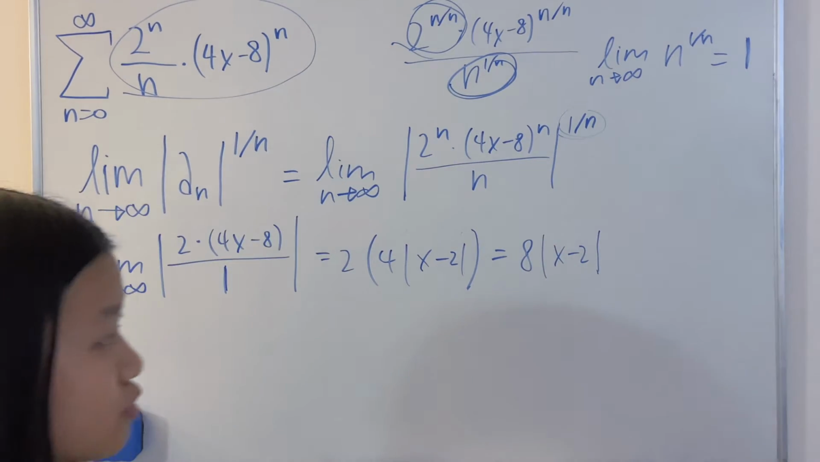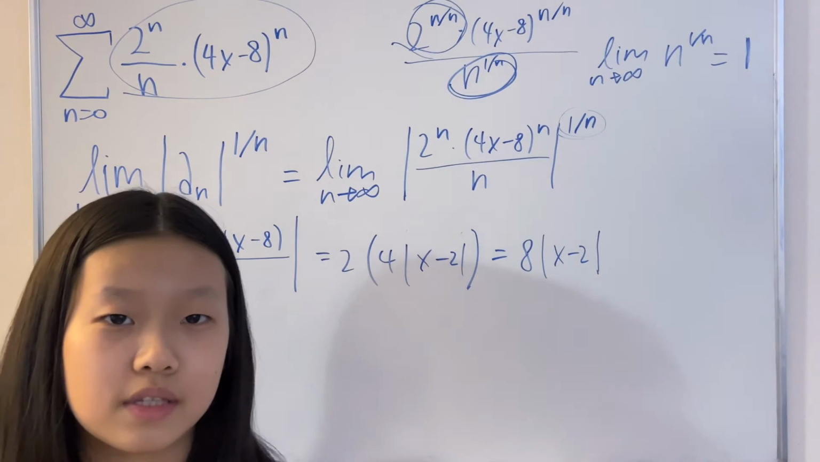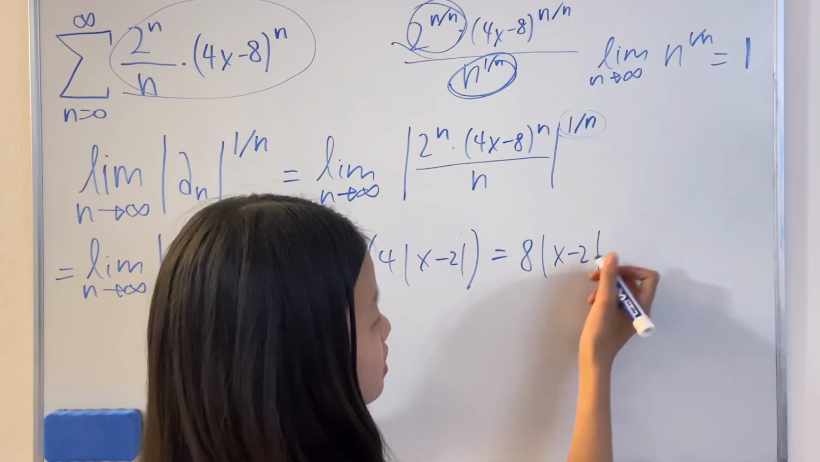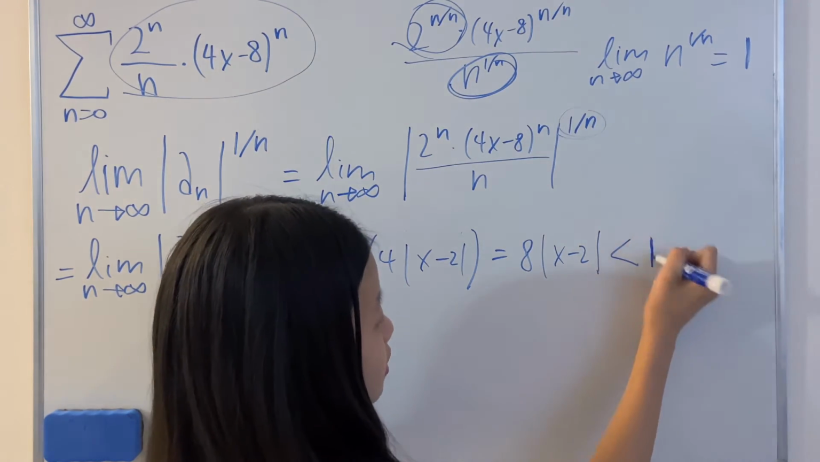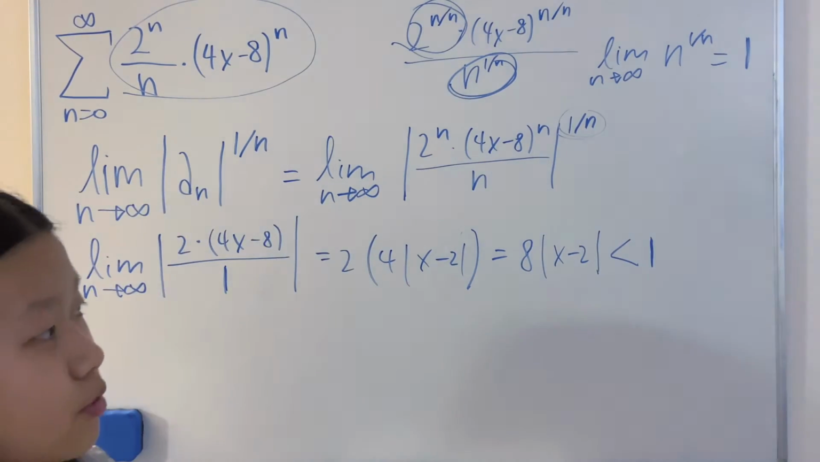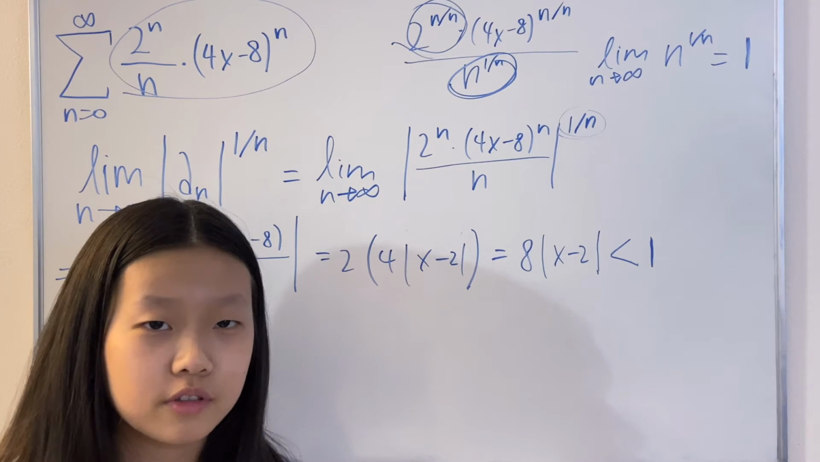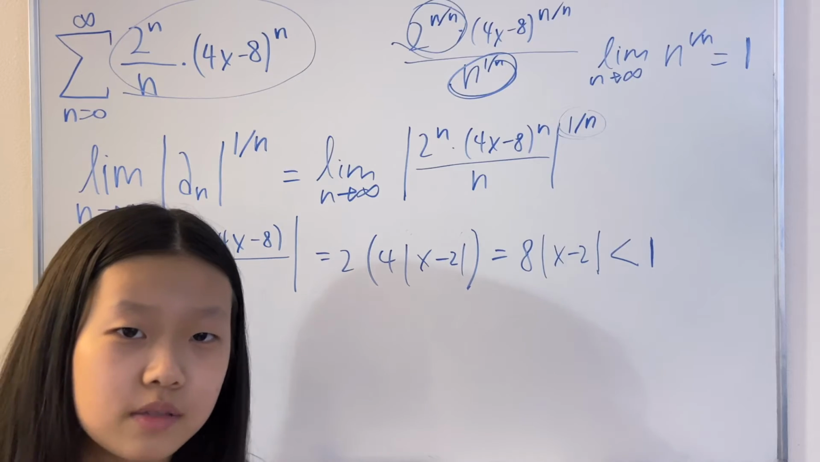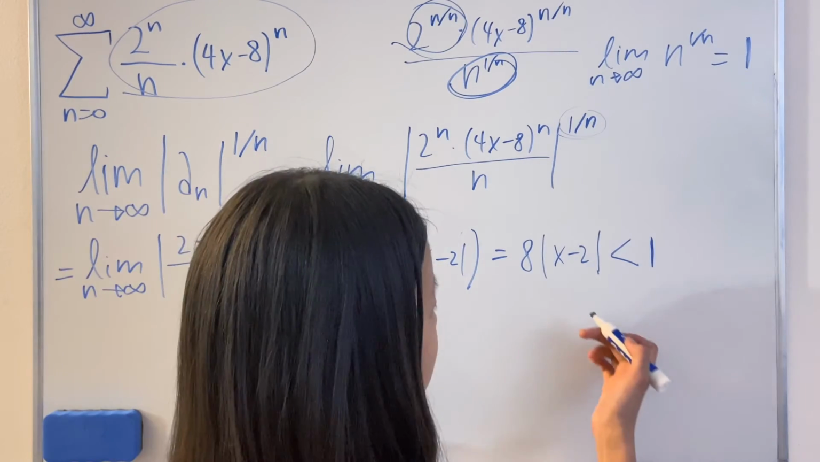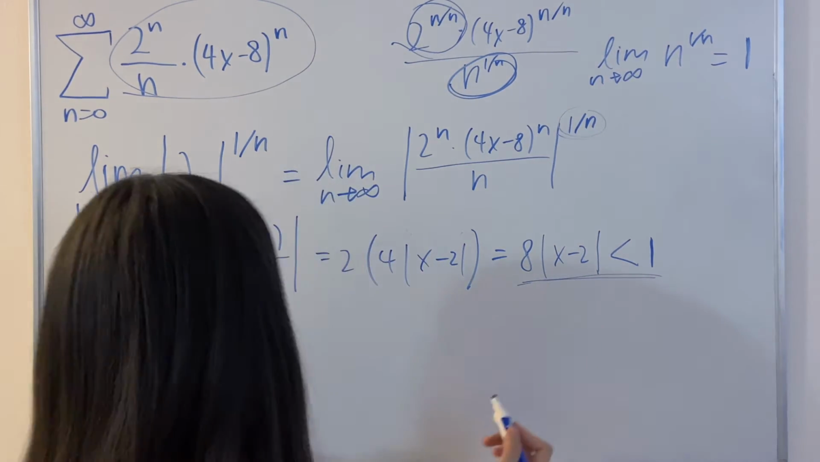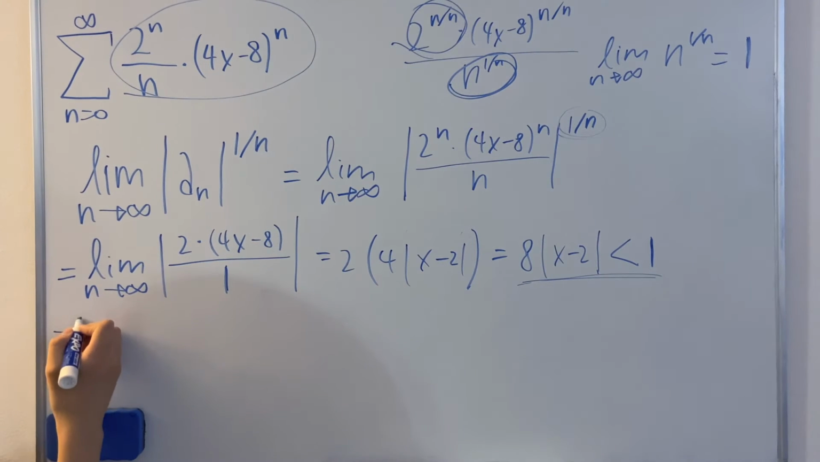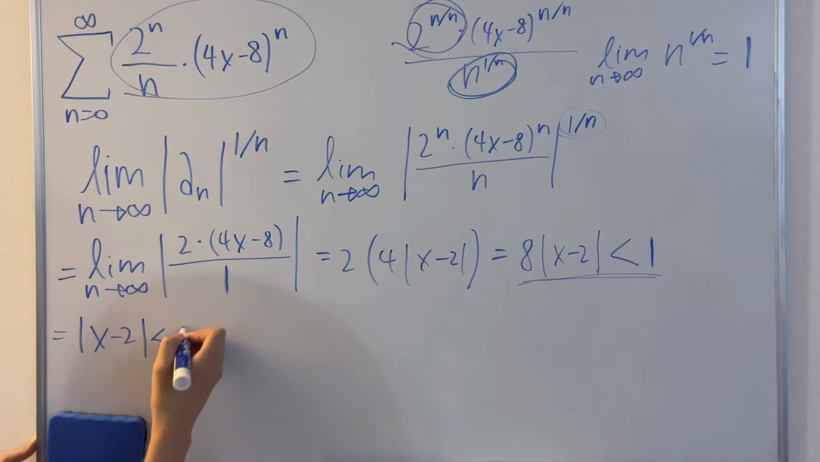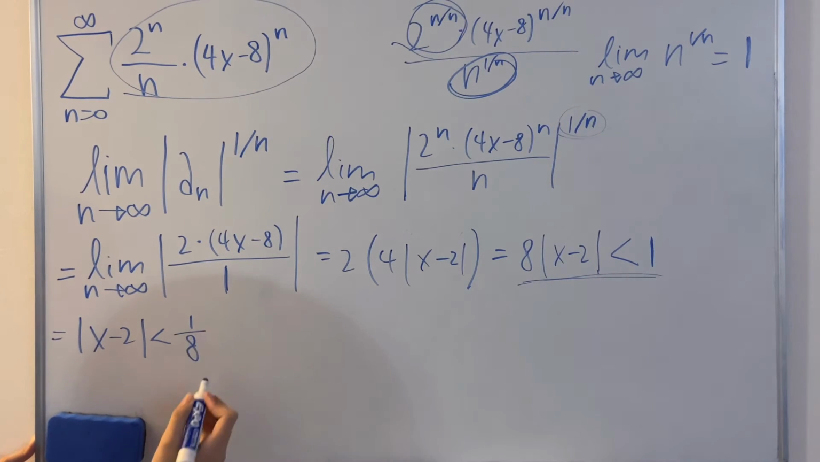And since we're trying to find the interval of convergence and the radius of convergence, we have to set this smaller than 1, since when we use a root test, it converges when our limit is smaller than 1. So here we're going to divide 8 on both sides, and we'll get the absolute value of x minus 2 is smaller than 1 divided by 8.